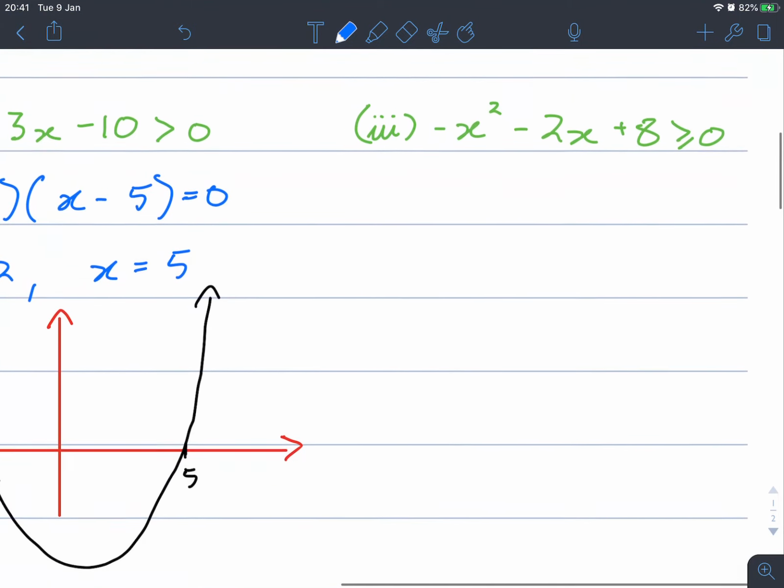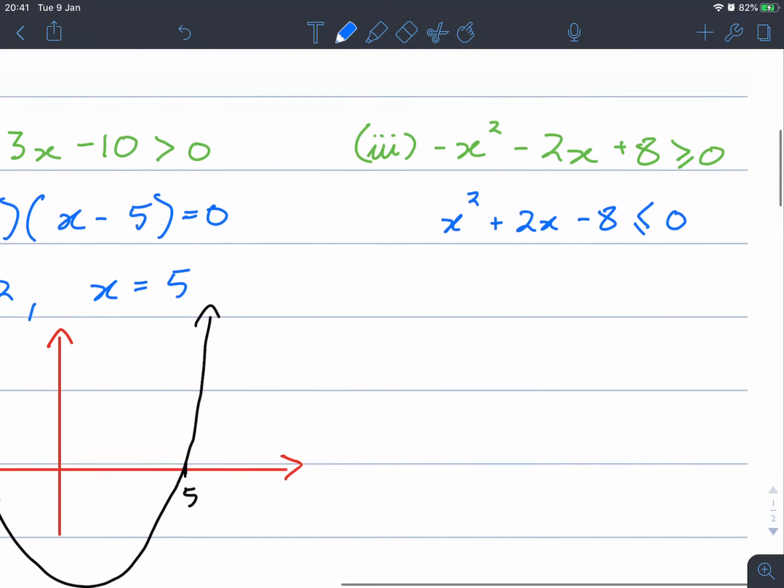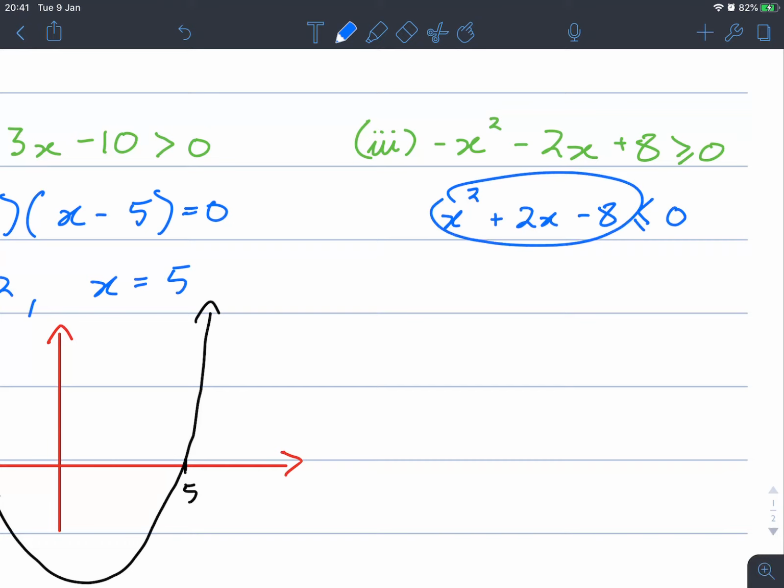Another example. Once again, we want to factorize this, but in actual fact, I can show you a trick for this. We're going to change the sign by dividing by -1. So it'll become x squared plus 2x minus 8. But because we divided everything by -1, we need to now flip the sign to be less than or equal to 0. And now this is the new inequality we can answer, and it will give us the same solution as our original question.